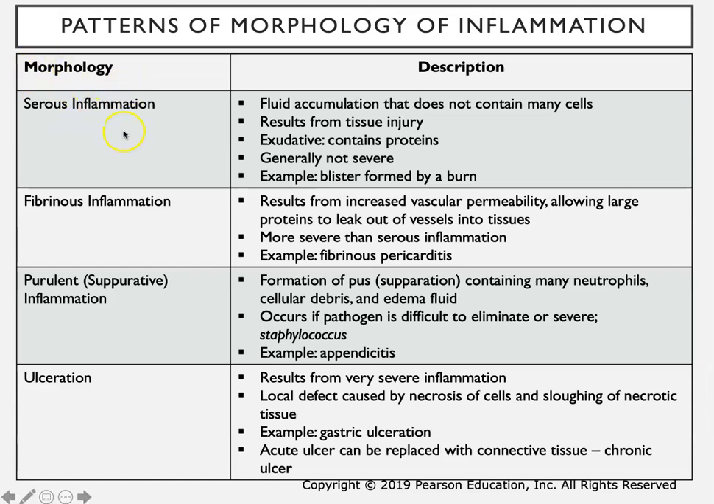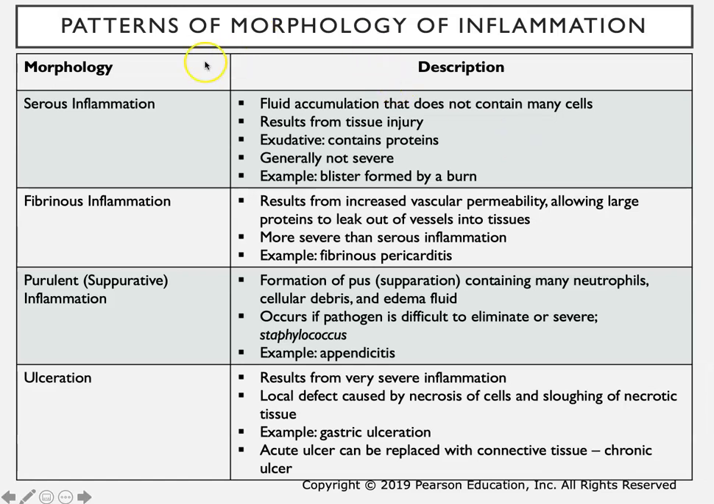If we're talking about serous inflammation, the fluid that accumulates doesn't contain many cells, and it usually results from tissue injury. If we say something is exudative, we mean it contains proteins. Again, generally not too severe. An example of this is a blister formed by a burn. If you think about what fluid is in there, it's usually pretty clear. It contains some proteins, but not much else.